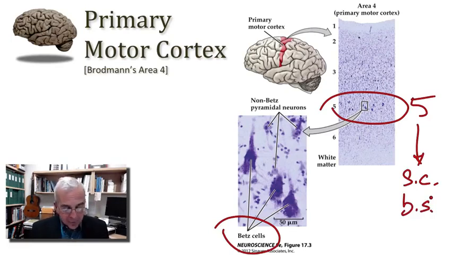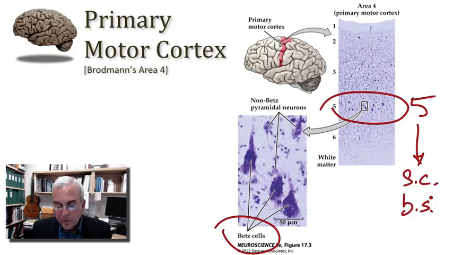Now, just a word about these Betz cells. Perhaps when they were first described and recognized, it was tempting to think that these cells are the sole origin of the cortical bulbar and cortical spinal pathways. But we know that there just aren't enough Betz cells to account for the numbers of axons we see descending to the brainstem and the spinal cord.